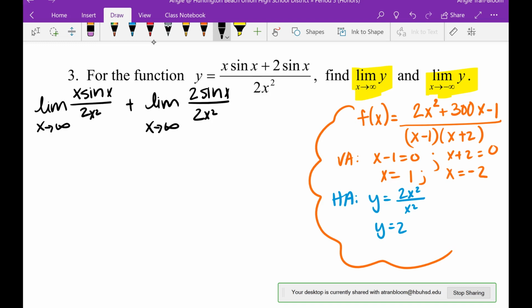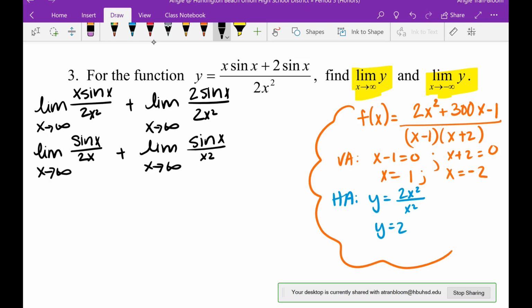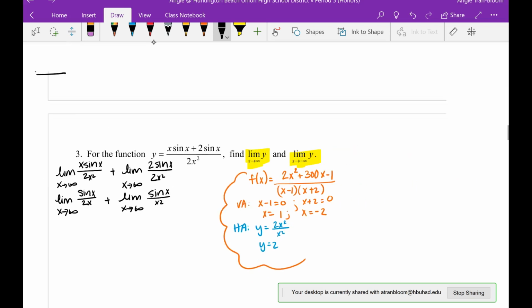Do the horizontal asymptote. That's what we're trying to get to, really. What do you do now? What should you always do? You have to simplify. So when you simplify, the first function has sine of x over 2x. Is that true? Yes. The second function has what? Sine of x over x squared. Thank you.